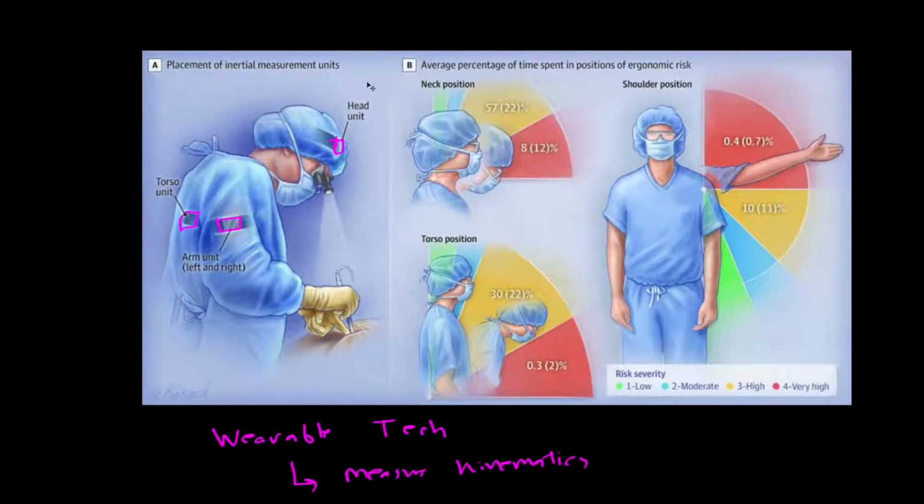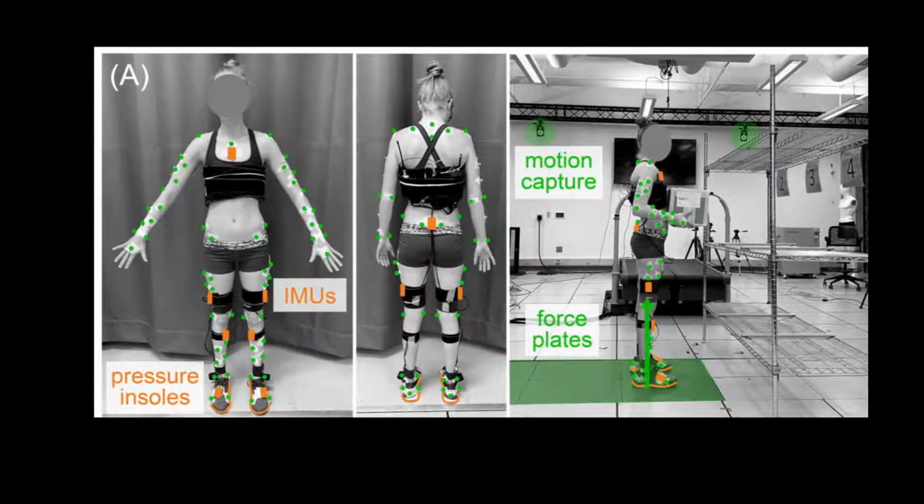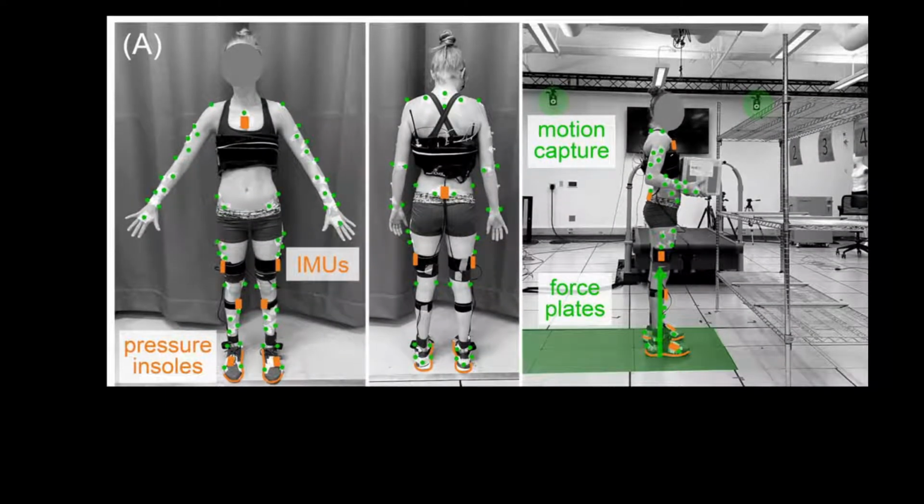So this study was looking at when surgeons are doing surgery, how much time do they spend with their neck, with their shoulder, with their torso in a position that might cause damage, right? Too much time with your arm up here can cause shoulder problems, too much time with your neck down in this area, you can get neck problems, you lean over for too long, you get back problems. So this is a really cool application of this new wearable technology approach to use kinematics to help prevent musculoskeletal problems.